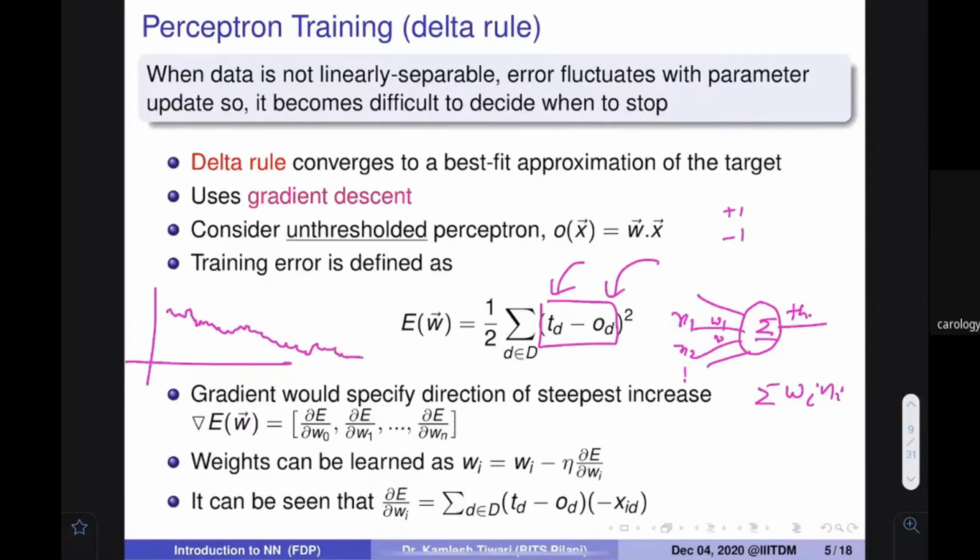So you don't know where to stop. Because till now this was the minimum, but after some time this may be the new minimum. You don't know when to stop. So it is very difficult to find out this place.